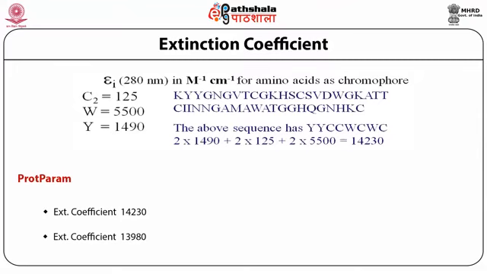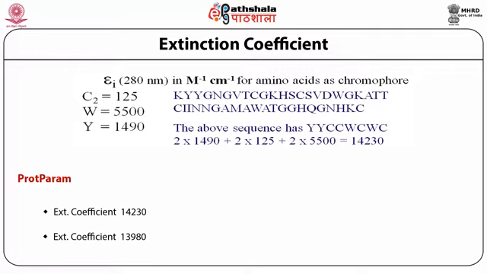It has been shown that the molar absorption coefficient at wavelength 280 for amino acids as chromophore is determined by the amino acid sequence of the protein. For each disulfide bond, molar absorption coefficient of 125 is added. Similarly, for tryptophan residues, molar absorption coefficient of 5500 is added. And finally, for tyrosine, 1490 is added.